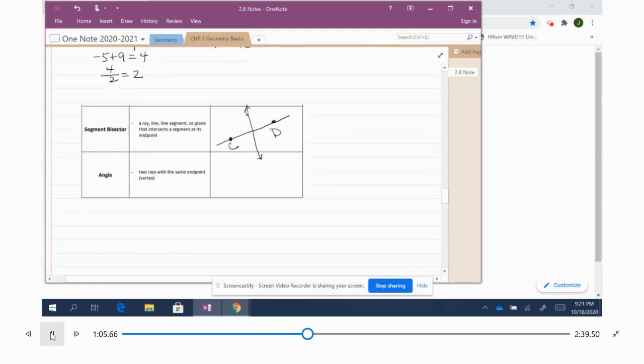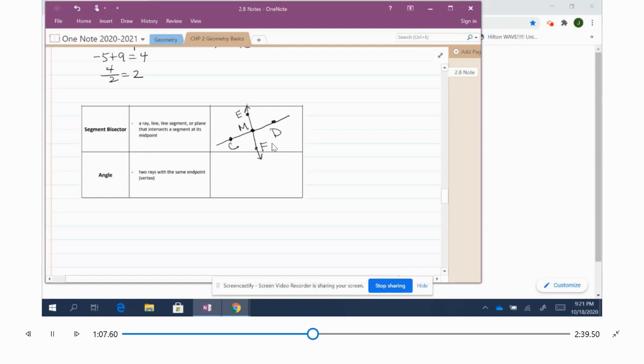All right, segment bisector. Now a midpoint is a way to bisect a segment. So that's why it says, well, it doesn't say actually that a point can, but it can. So we've got a ray, a line segment, or even a plane that basically intersects or cuts the segment into two equal parts at the midpoint.